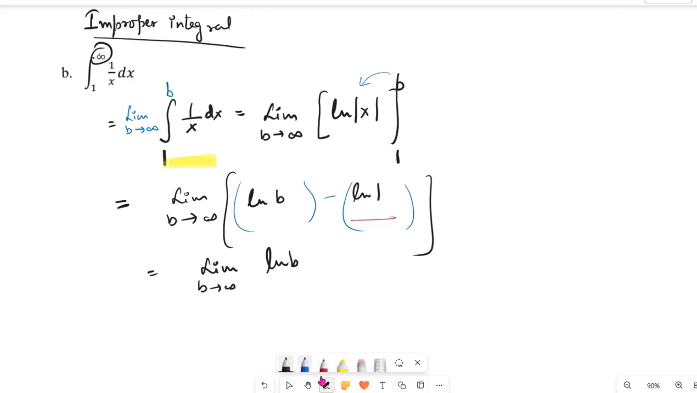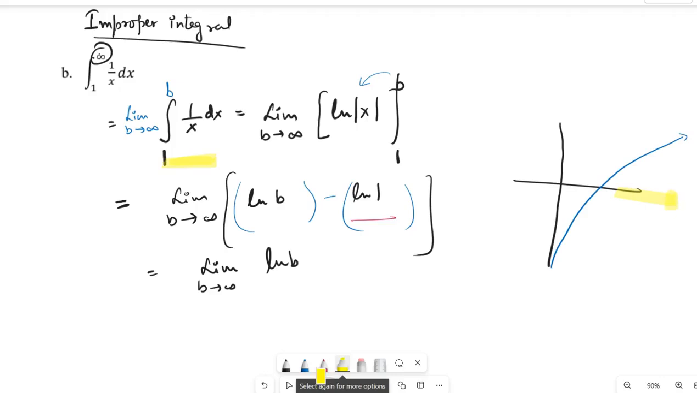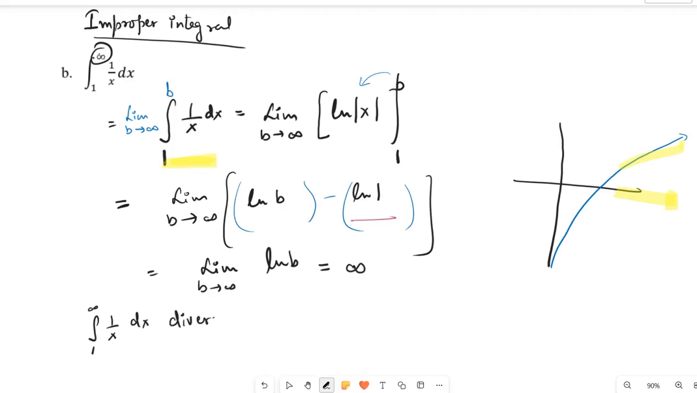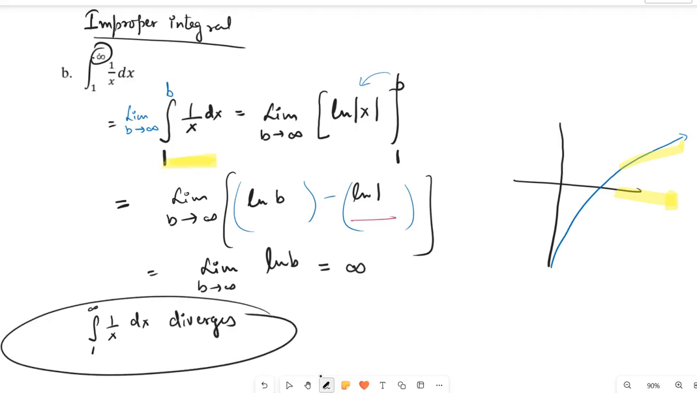Now what is this? Remember, the graph of the log function looks like this, right? That means as x approaches infinity, the graph approaches infinity too. So this limit should be just infinity. If in an improper integral the answer of your limit comes to be infinity, we answer that the actual integral diverges. The only case when we answer converges is when we get a finite answer for the limit, which we are not getting in this case.